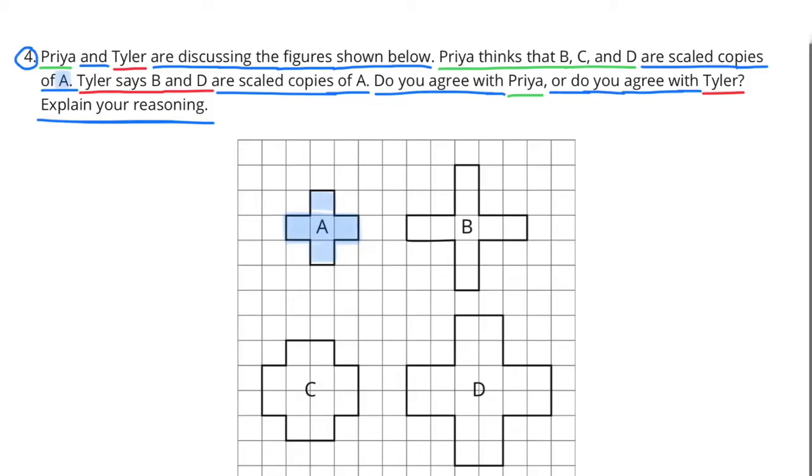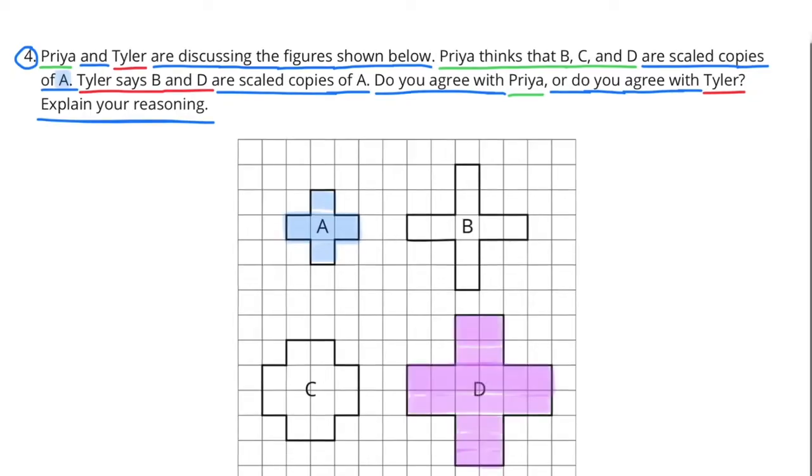Number 4. Priya and Tyler are discussing the figures shown below. Priya thinks that B, C, and D are scaled copies of A. Tyler says B and D are scaled copies of A. Do you agree with Priya or do you agree with Tyler? Explain your reasoning.